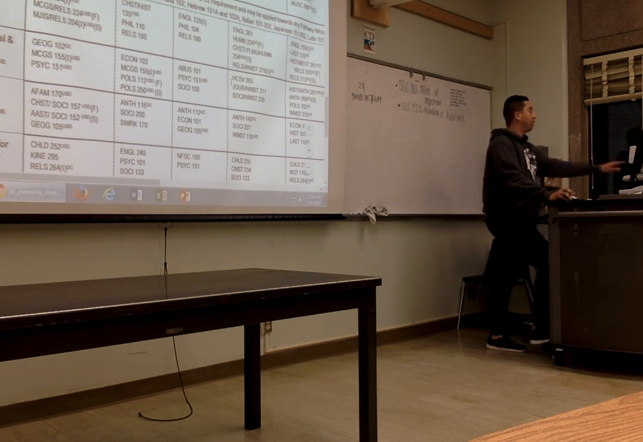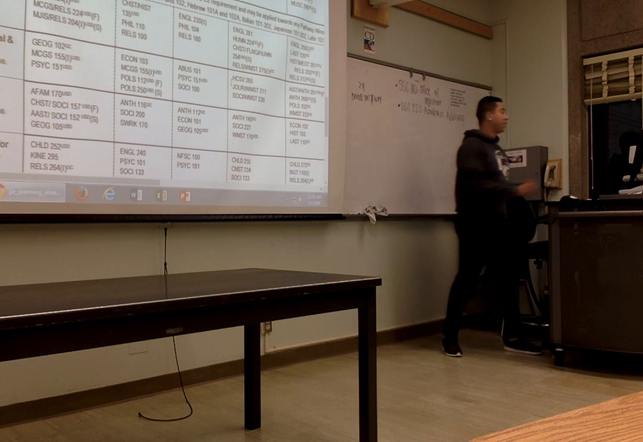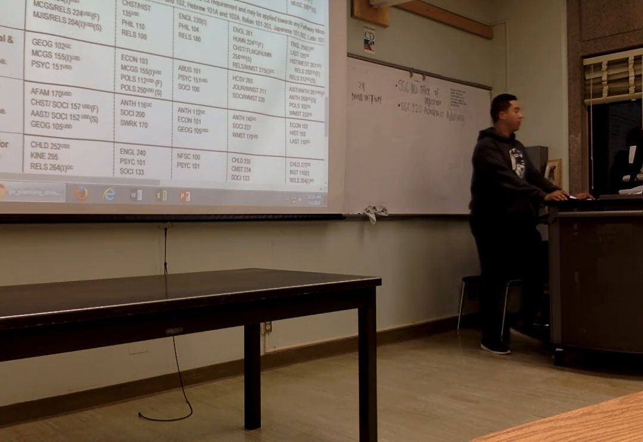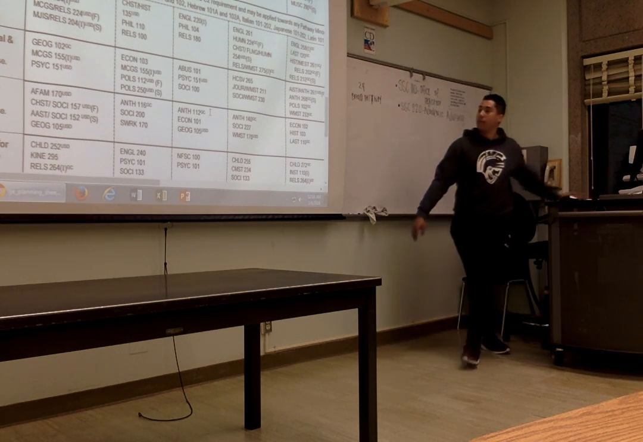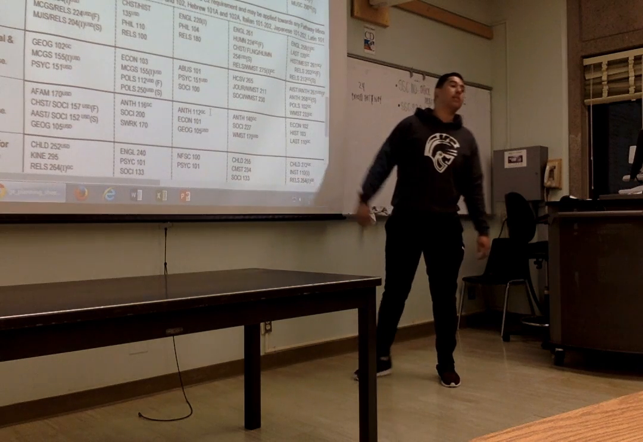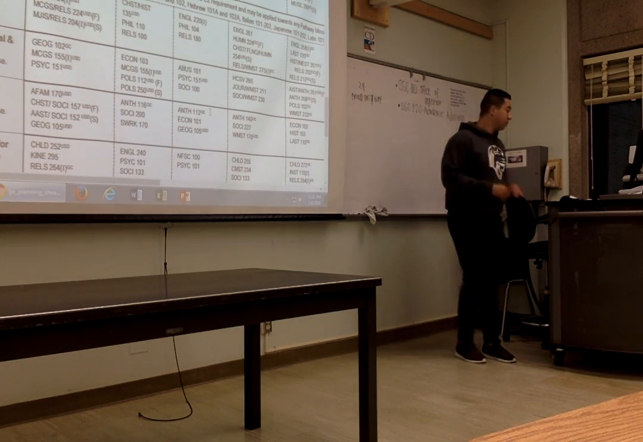Take that class, it fulfills not only your D1s, individual and society, but also takes off your United States diversity studies. For example, societal institutions, Anthro 112. If you take Anthro 112, it fulfills your global cultural studies because it has that GC and your D2. So you're killing 2 birds with 1 stone.